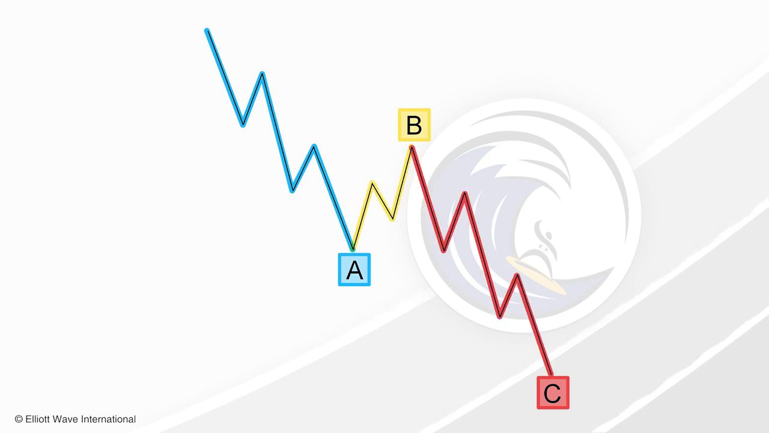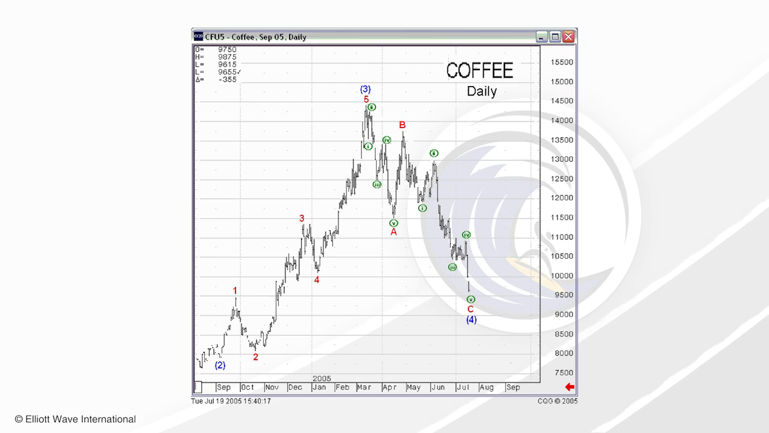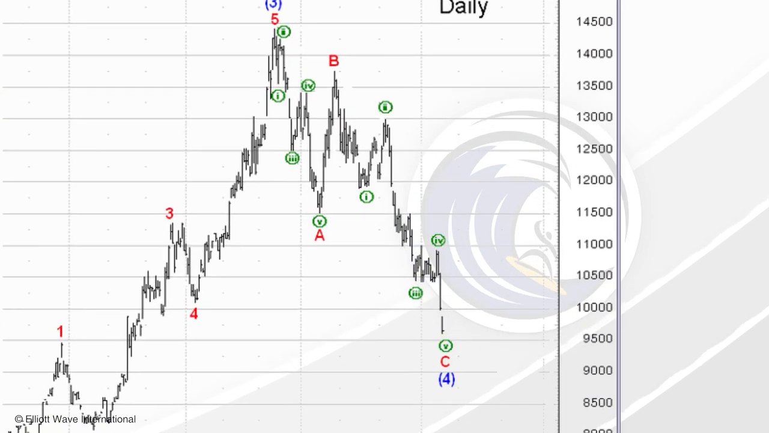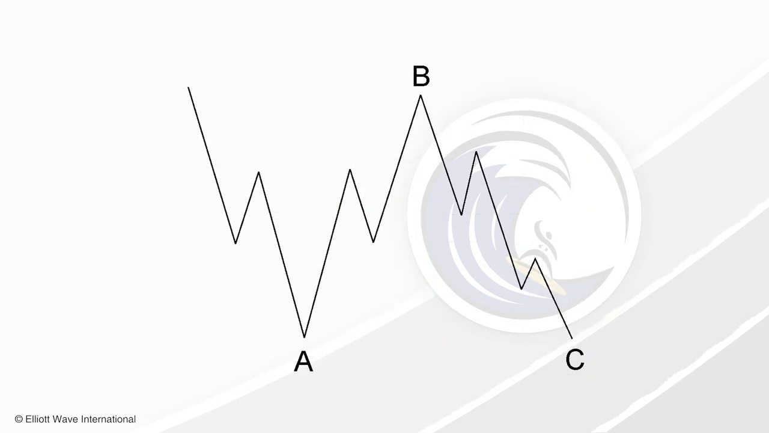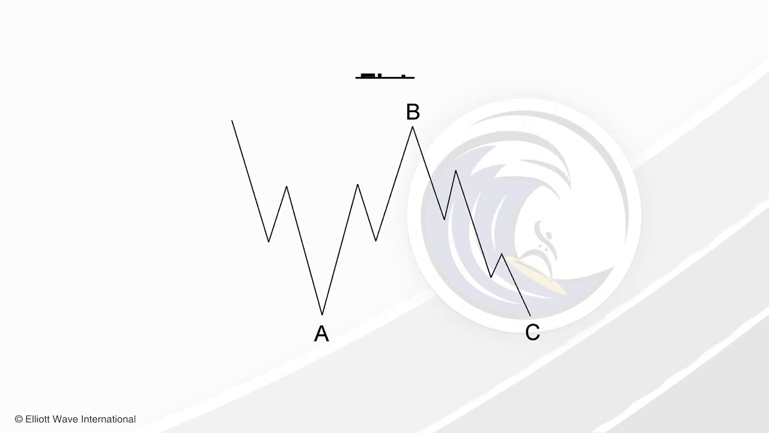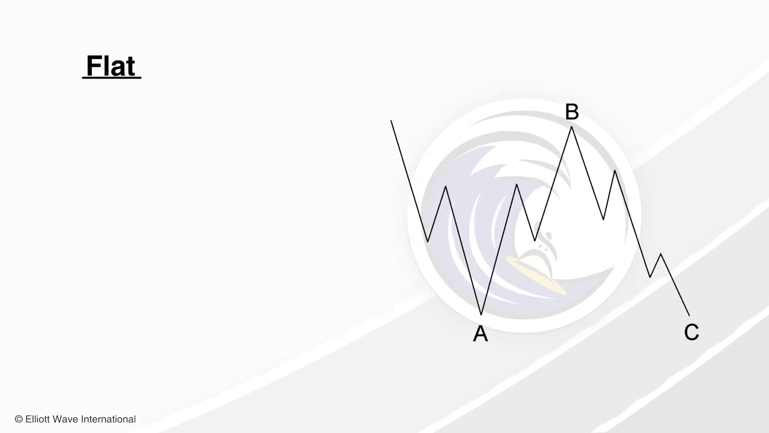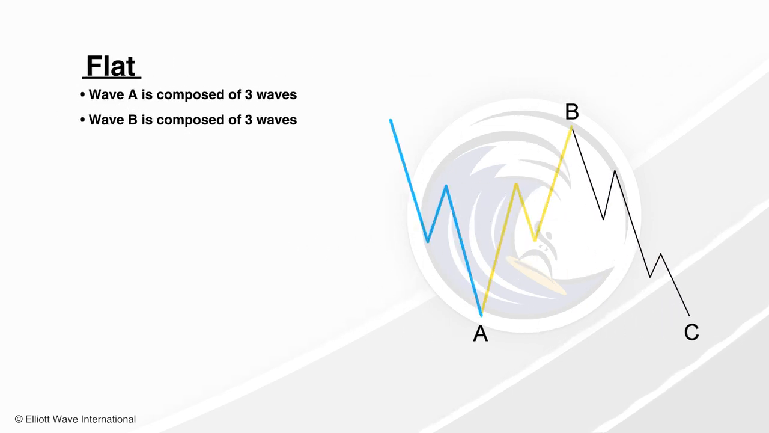Here's an example of a zigzag in coffee futures in 2005, and you can see the ABC zigzag and wave A made up of 5 waves, wave B made up of 3, and wave C made up of 5 waves. The next type of corrective structure is called the flat. In a flat, wave A is made up of 3 waves, wave B 3 waves, and wave C 5 waves.